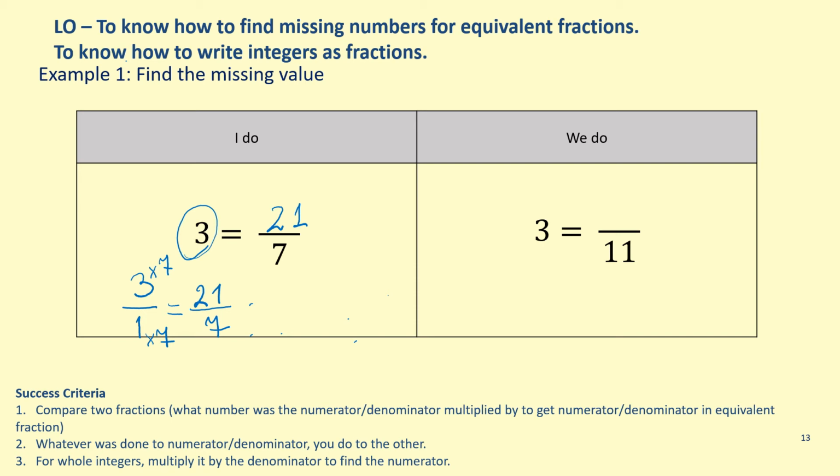Now pause this video and attempt We Do. Okay, thank you for working so hard on this example. So what you should have done is multiply 3 times 11, which is 33. So your missing number is 33. If that's what you've got, well done.